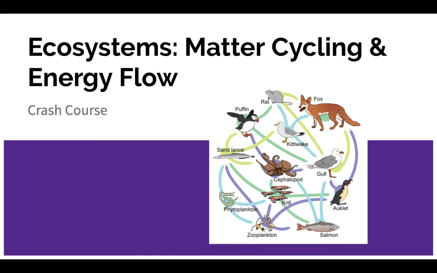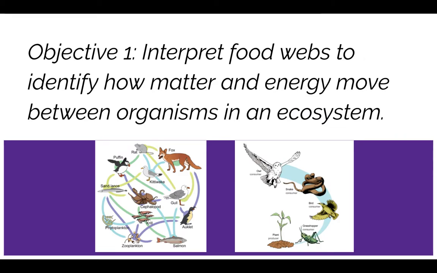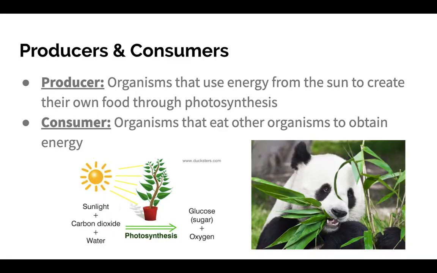Course on ecosystems, matter cycling, and energy flow. This video will focus on Objective 1, interpret food webs to identify how matter and energy move between organisms in an ecosystem. Before we talk about food webs and energy transfer, we have to know a few key terms.